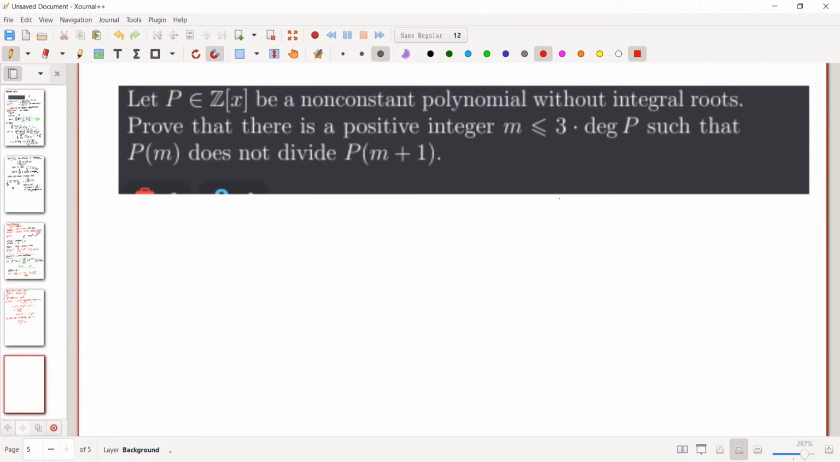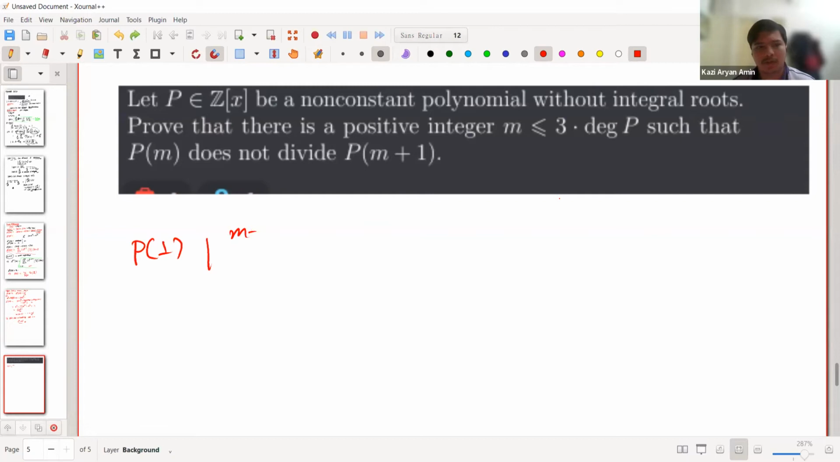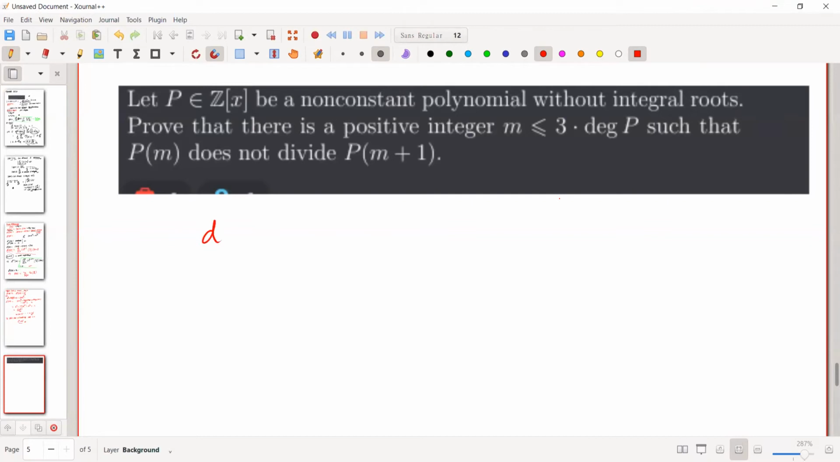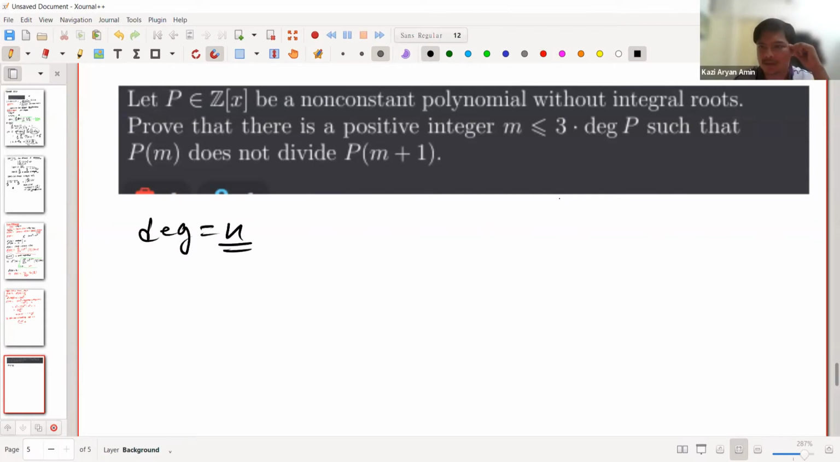So P(1) divides the m plus 1th finite difference of P evaluated at 1. The m plus 1 finite difference is a constant. Wait, what is the degree of P? Let's say the degree is D. Yeah, M is not something here. So suppose the degree is N for working purposes.